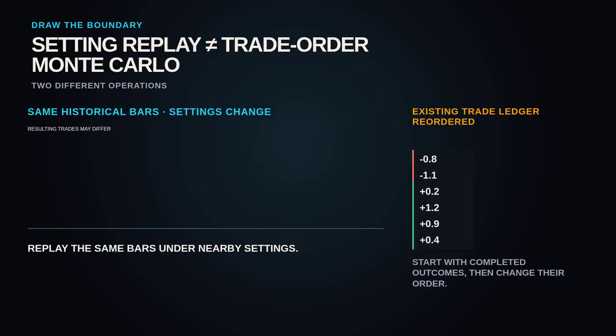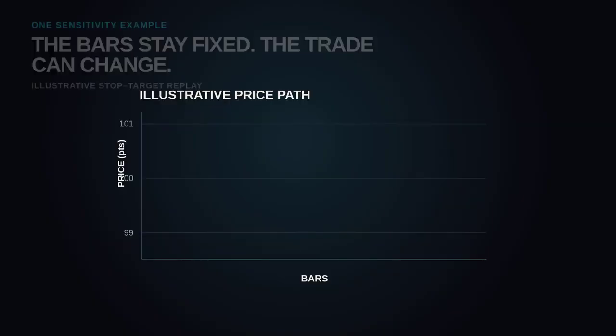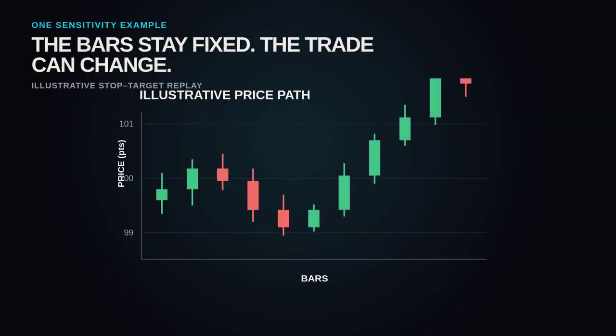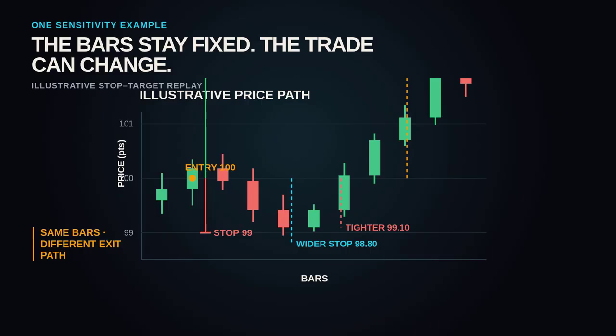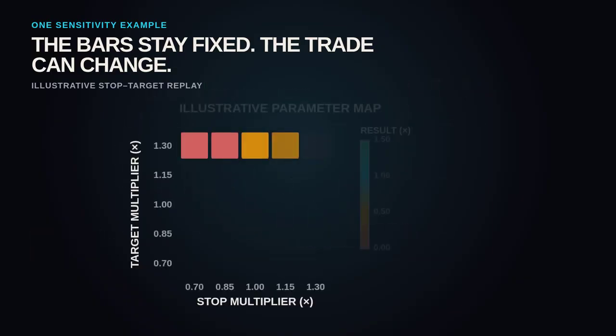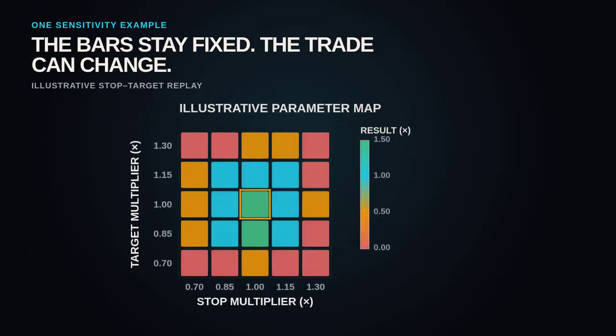Here is a concrete sensitivity example. Imagine an entry at 100, an original stop at 99, and a target at 102. The price dips to 98.95, then rallies to 102. A stop at 99 closes the trade. A slightly wider stop at 98.80 survives and may reach the target. A tighter stop at 99.10 exits sooner.